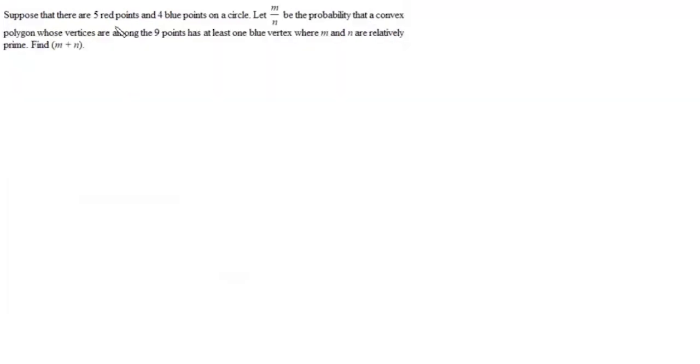Now here the question is, suppose there are 5 red points and 4 blue points on a circle. So we have this circle on which we have 5 red points, 1, 2, 3, 4 and 5, and then we have 4 blue points, 1, 2, 3 and 4. Let m by n be the probability that a convex polygon whose vertices are among the 9 points has at least one blue vertex, where m and n are relatively prime. Find the value of m plus n.